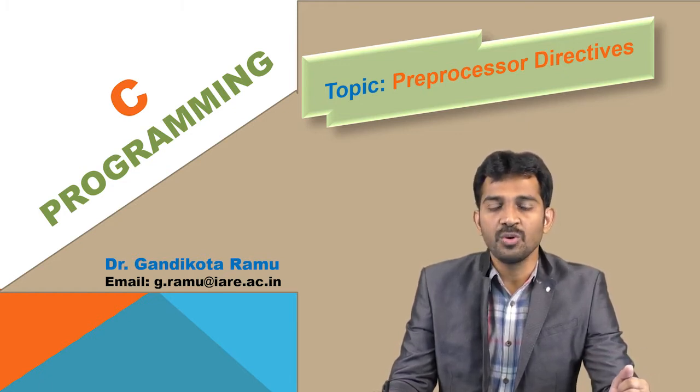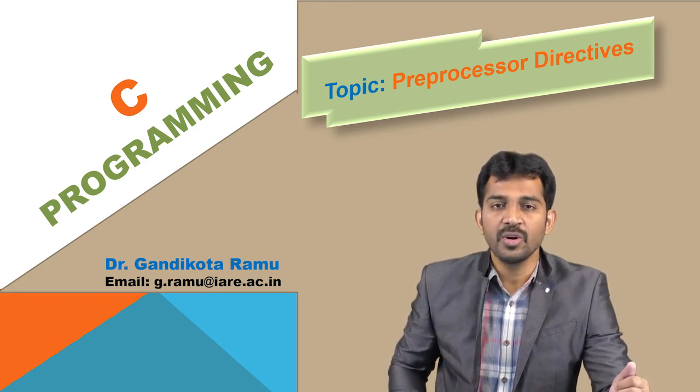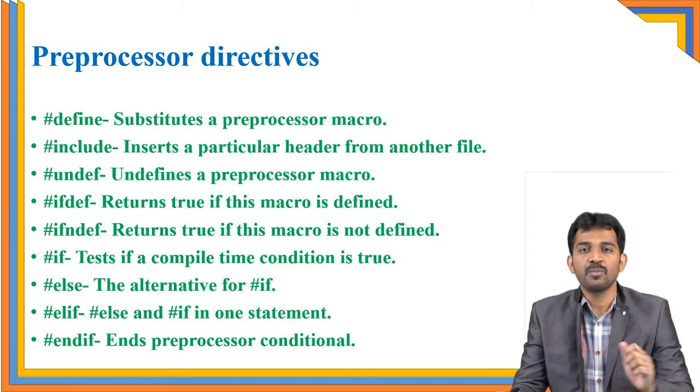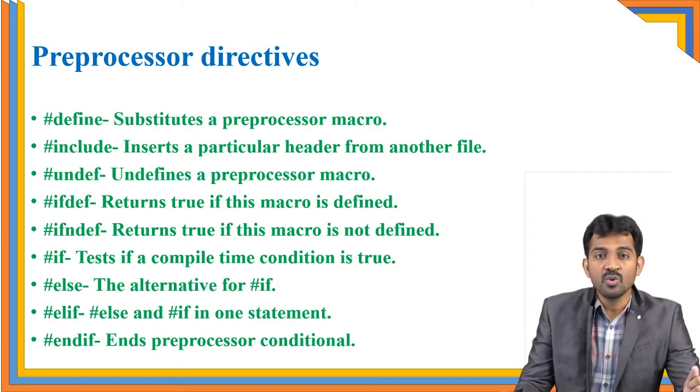See, hash include. Generally, in every program you use hash include, right? Hash include stdio.h, you are including that library. This is a preprocessor directive. Up to now, we have seen only the hash include preprocessor directive. So many preprocessor directives are available, as shown here.